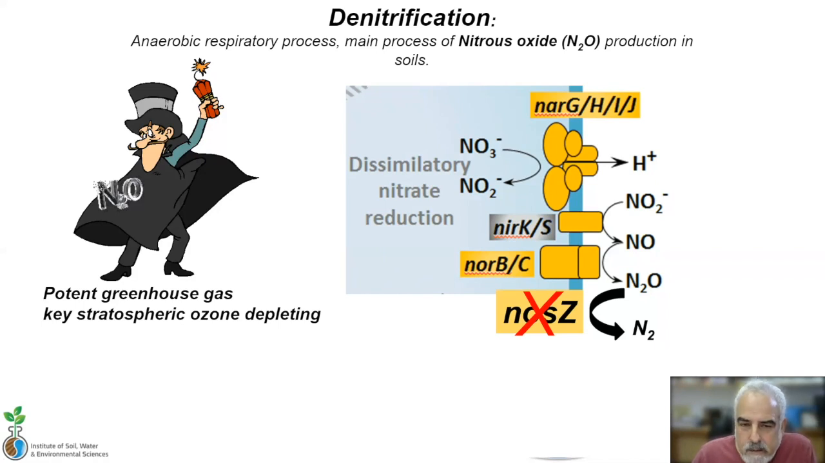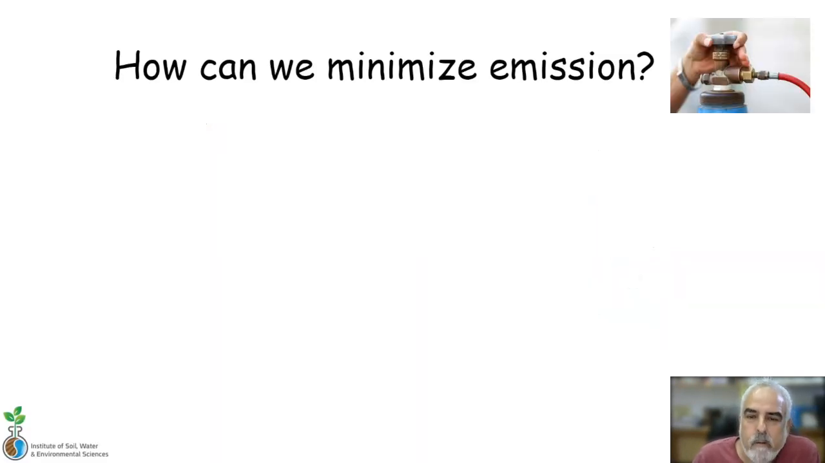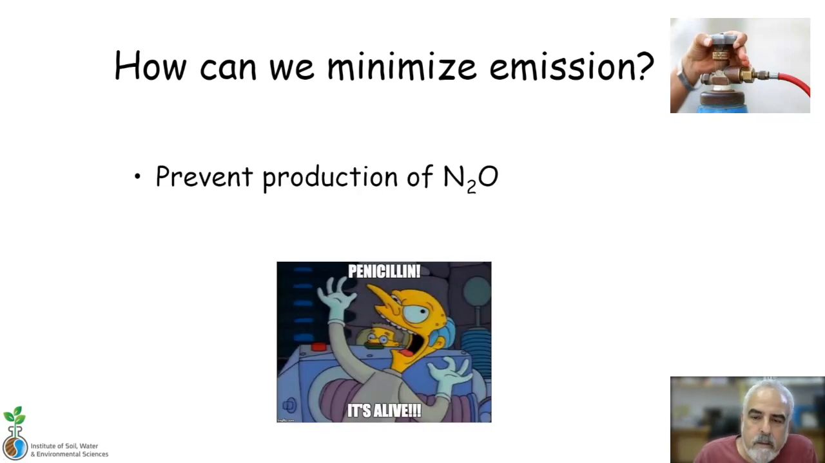So the question we asked then is, can we minimize the emission somehow? There are two theoretical options of minimizing the emission. One is to prevent the production of nitrous oxide. I don't know, maybe killing all the bacteria that produce it or something like that.